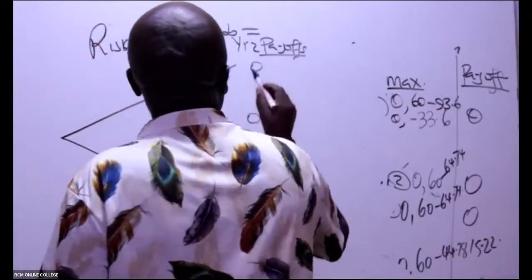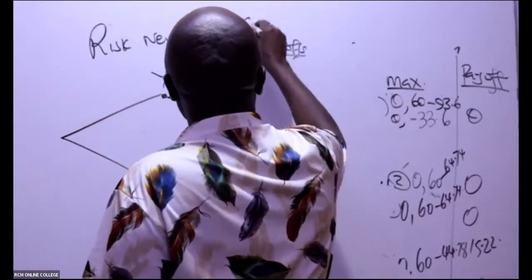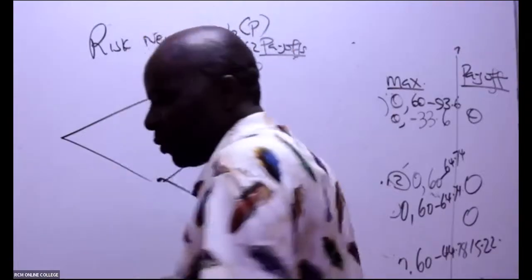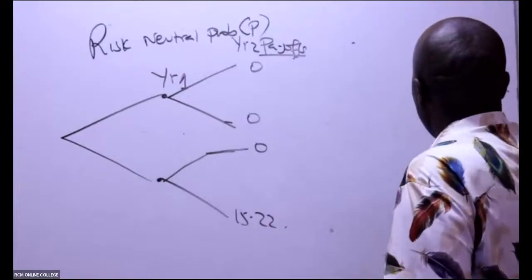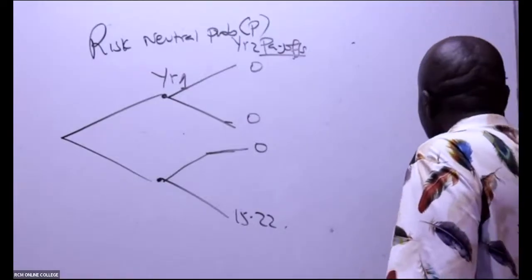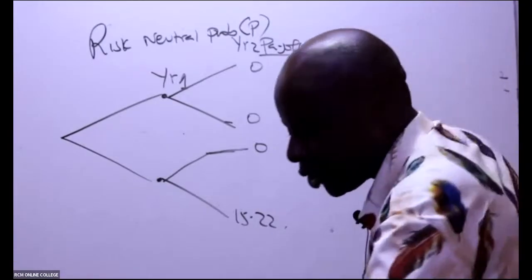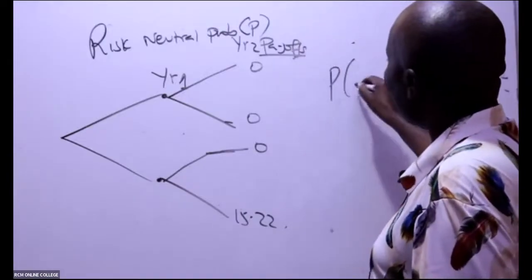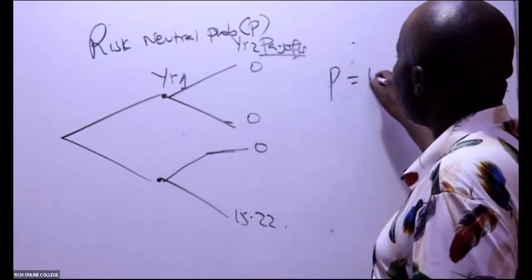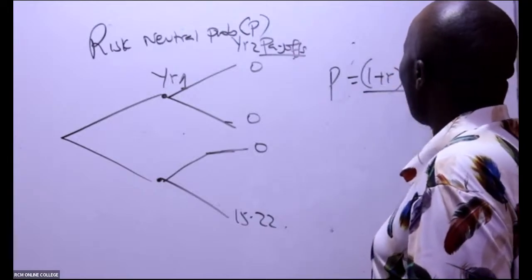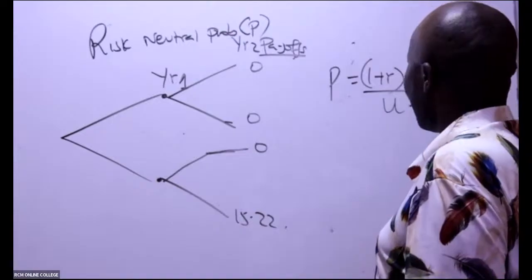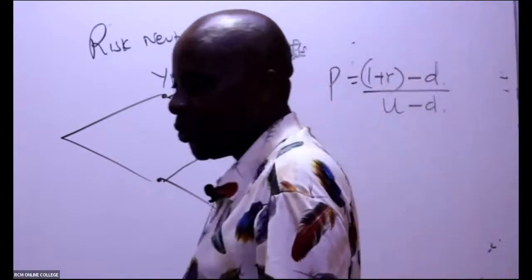To get this risk-neutral probability, what I'll call P, it is normally very, very easy. What you need to do to get this probability of risk-neutral, you will take 1 plus R. You subtract D. All over U minus D. Is there somebody who is able to remember the U and the D?